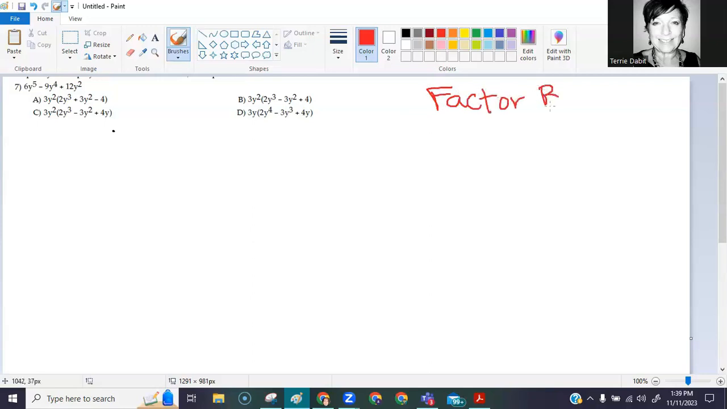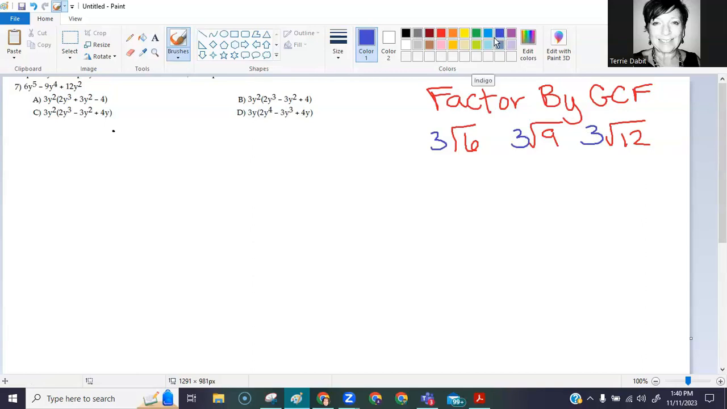If I look across there, I can see that there is something that I can take out of all of those. You have to think about what number will go into 6, also go into 9, and also go into 12. And hopefully you realize that that number is 3. So the first thing I can do is factor out a 3. I also notice that I have a y in all 3 of those. So I can factor out a y, and we always use the smallest power, which would be squared. And then I put my set of parentheses, and then I have to figure out what is left.